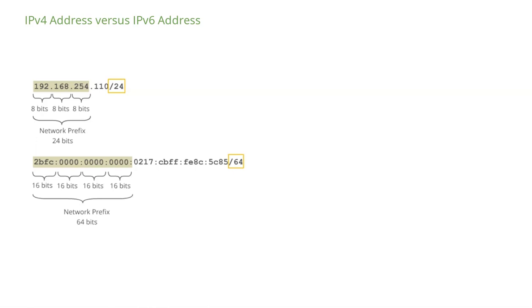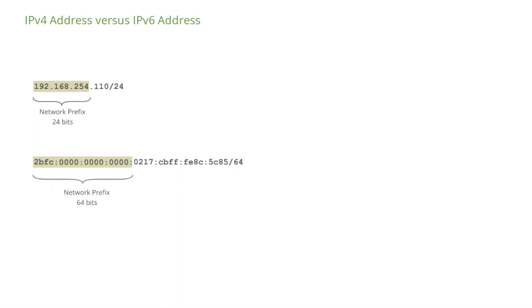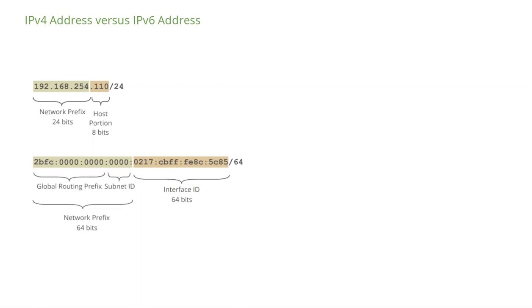In an IPv6 address, each of the characters represents a 4-bit binary number. In both IPv4 and IPv6, the network prefix is followed by the host portion of the address. However, in IPv6, this portion of the address is most commonly called an interface ID. In an IPv6 address, the network prefix is broken down into two sections, a global routing prefix and a subnet ID. The global routing prefix is typically assigned to you by your ISP or by your regional address allocation entity. The subnet ID is set and managed internally.